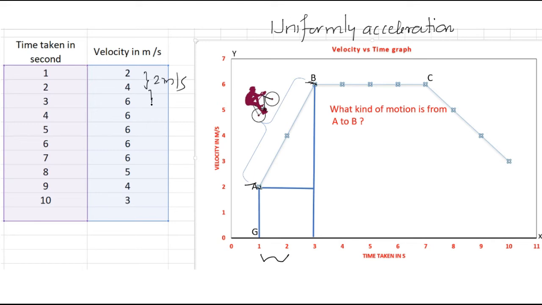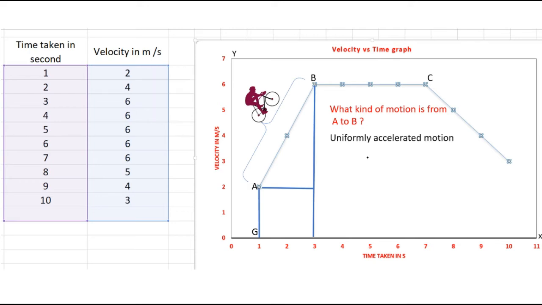Next second, how much is the change in velocity? 2 meter per second. So equal amount of velocity changes, and if equal amount of velocity changes, you get a straight line graph here, and that is what is uniformly accelerated motion, right? So that is uniformly accelerated motion. Now another very important information which we are going to start.